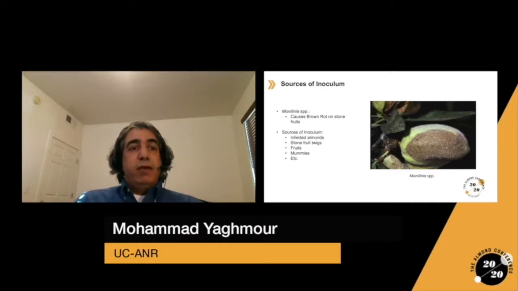For example, when we are dealing with Monilinia, that also causes brown rot of stone fruits in general. So the sources of inoculum are infected almond and stone fruit twigs, as well as fruits and the mummies. That's why later on, when we are talking about sanitation, it's not only important for the navel orangeworm, but also can reduce the source of inoculum for Monilinia species.